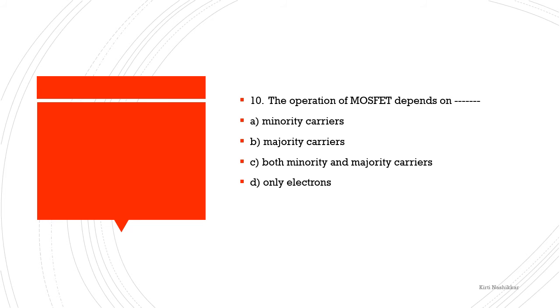Operation of MOSFET depends on, so as I told you, it is called a unipolar device because the current is flowing only because of one type of charge carriers, which are the majority charge carriers. So that's why it is called a unipolar device, and the operation of a MOSFET depends only on the majority charge carriers.